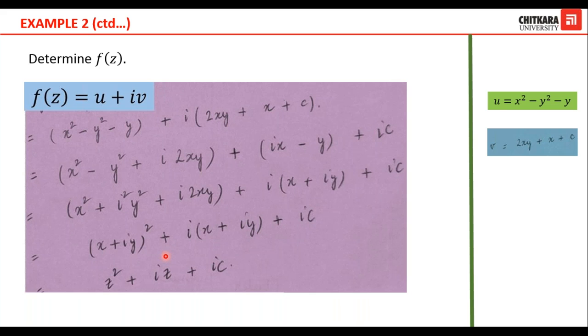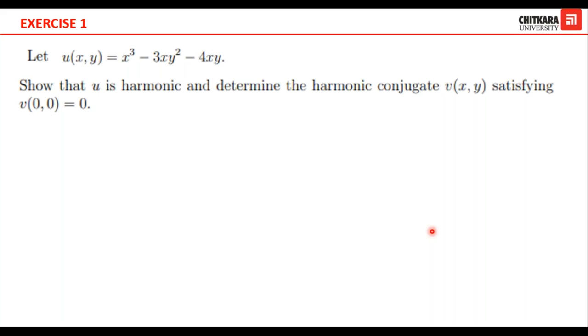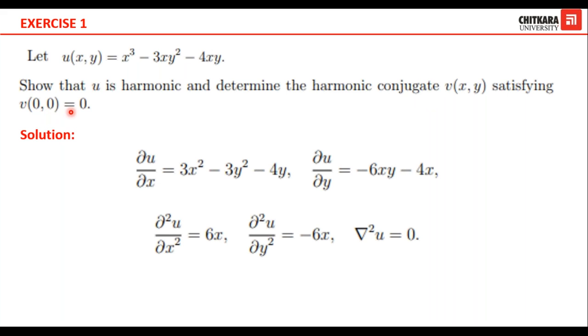Let's look at the next exercise. Let u is equal to x cubed minus 3xy squared minus 4xy. Show that u is harmonic and determine the harmonic conjugate v such that v(0,0) is equal to 0. So you can see the same question I'm repeating so that the concept becomes clear to you all, right? u is given to us. You have to show that u is harmonic, and then you have to find the harmonic conjugate function which satisfies this condition, right? So let's see the solution.